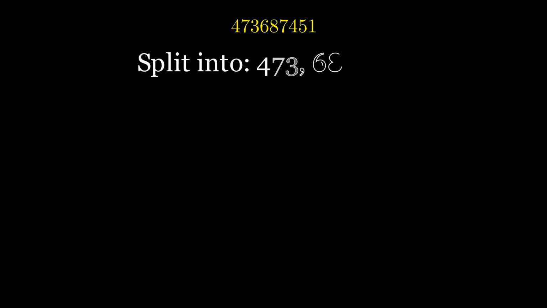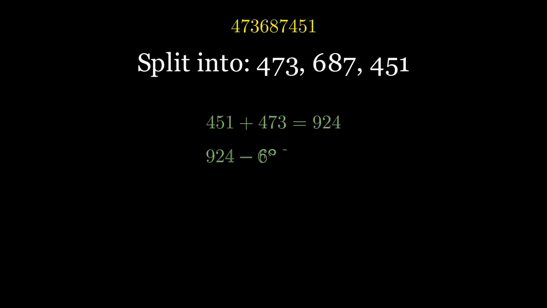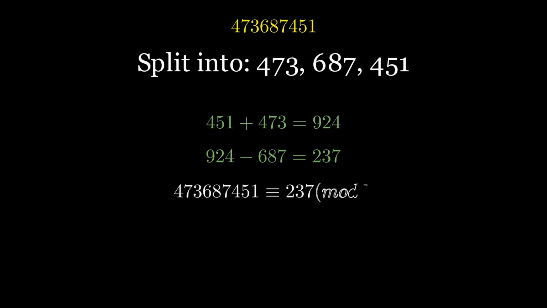Now let us look at a corollary of this theorem. Take this big number. Split it into multiple parts, each containing 3 digits. In this case, 473, 687 and 451. Number them 3 to 1 respectively. Now add the odd numbered numbers and subtract the sum of even numbered numbers.